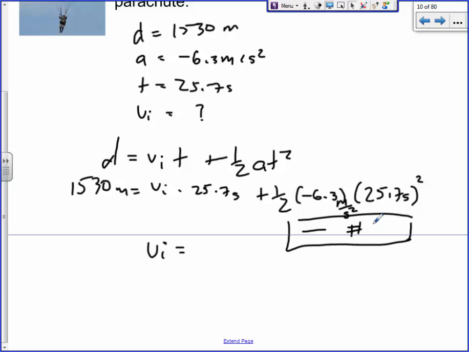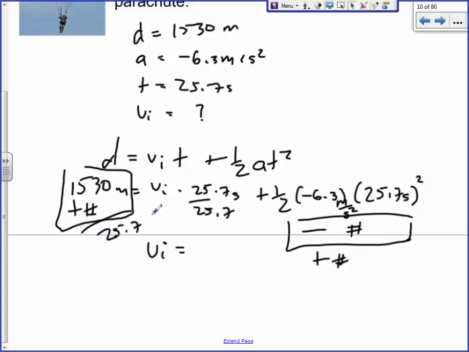With me there? To get it to the other side of the equation, you should have then added that negative number across over here, meaning that this number right here from 1530 should have gotten larger. And then when you divided it by 25.7, it should still be a positive number. So right off the bat, if you had a negative number, you must have made an algebra mistake somewhere. Does that make sense? I'm guessing that if you got the negative number, you subtracted.